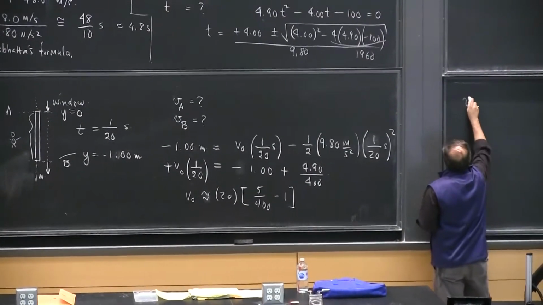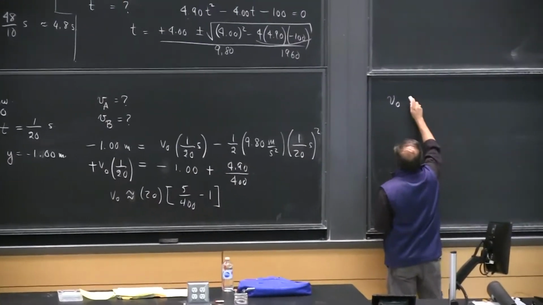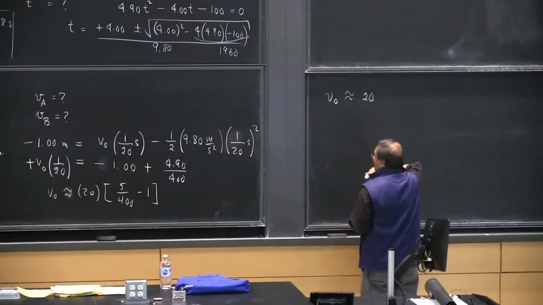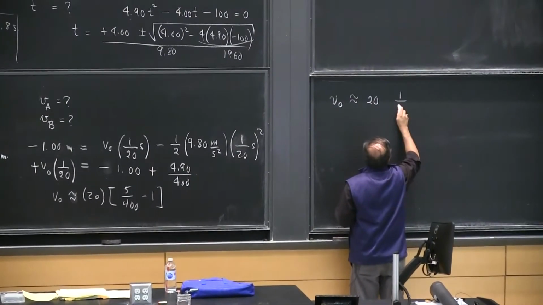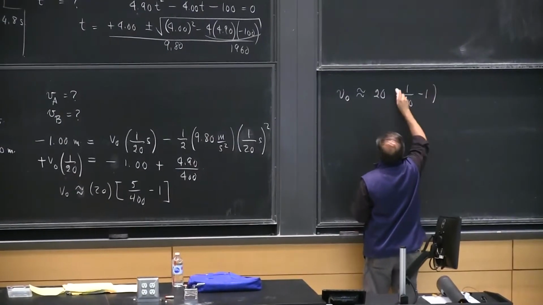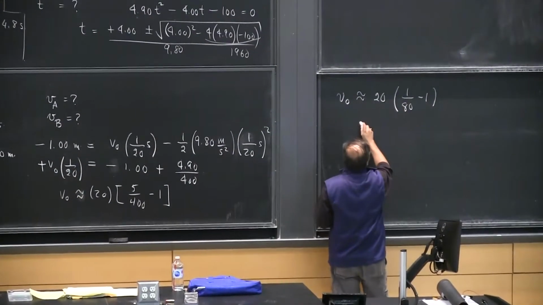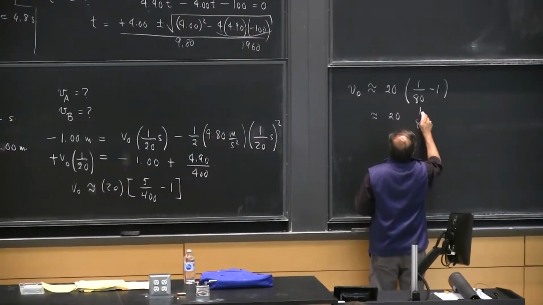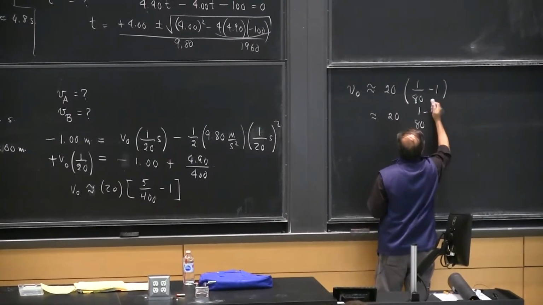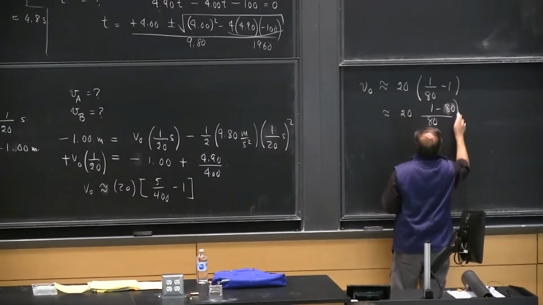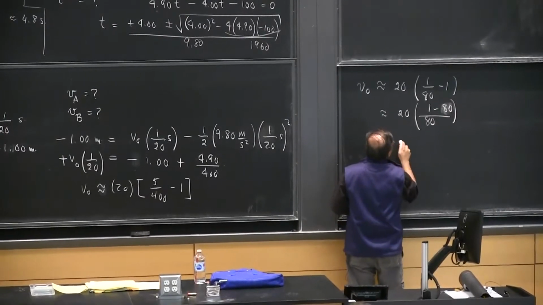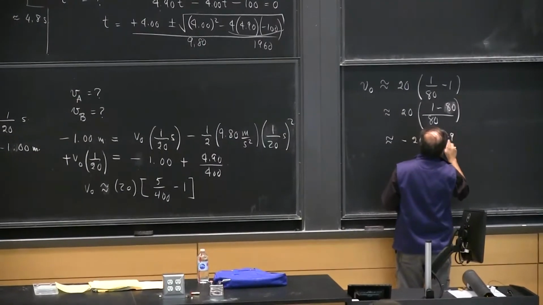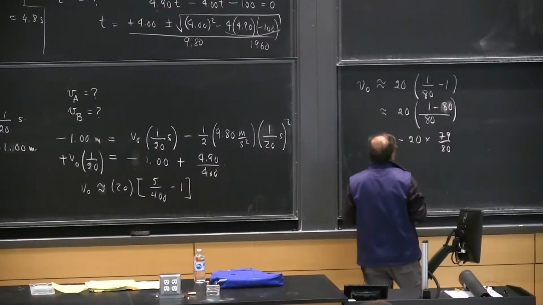So now what I have is V0 is approximately equal to 20 times 1 over 80, right? Minus 1. So therefore, this will be 20 times 1 minus 80, sorry. So this would be minus 20 times 79 by 80 meters per second.